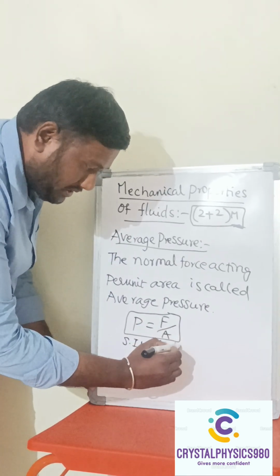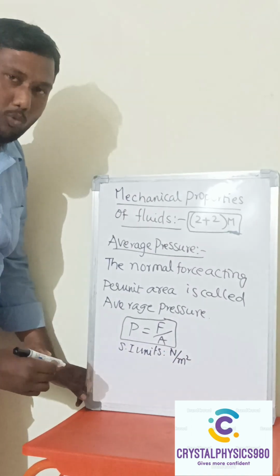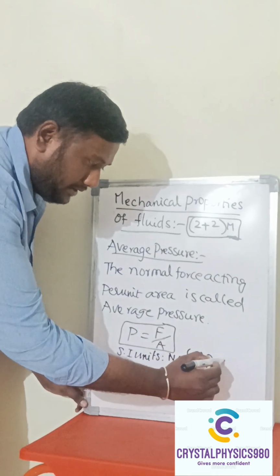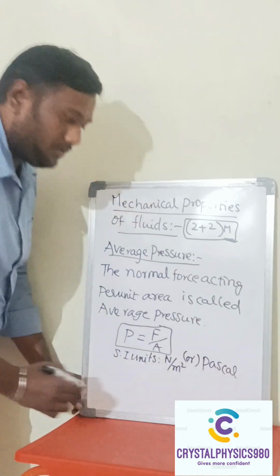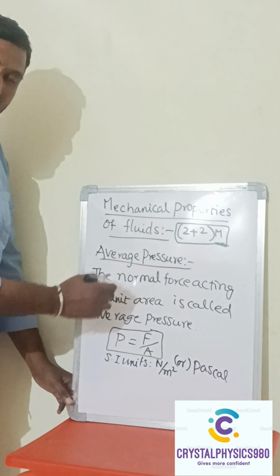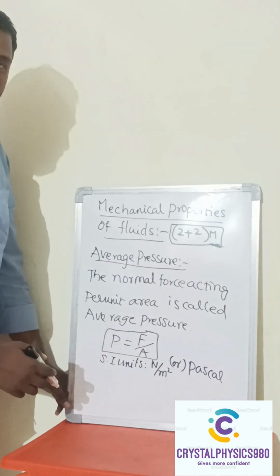Force we have to measure in newtons, and area in terms of meter square. Or, named after the scientist Pascal. So force by area we call as what? Average pressure, which was given by Pascal. That's why we have to call it pascal.